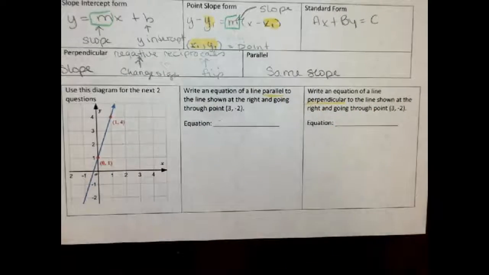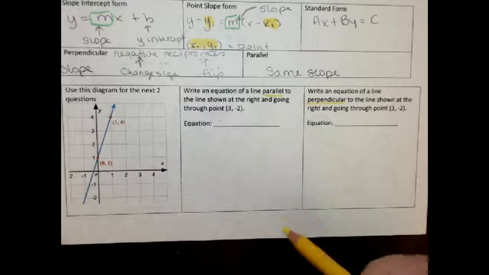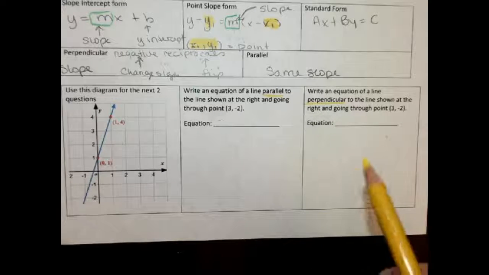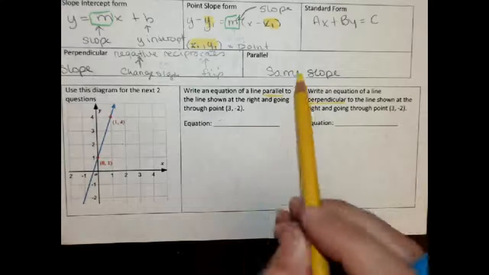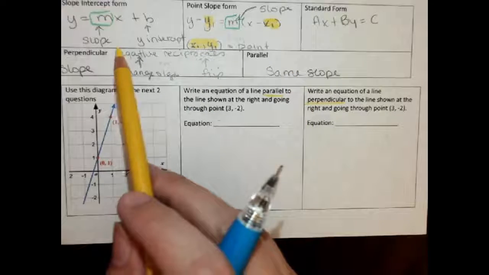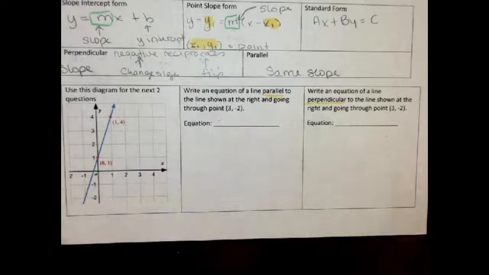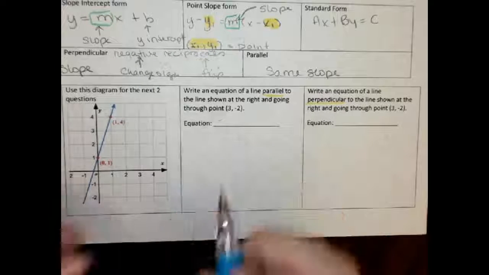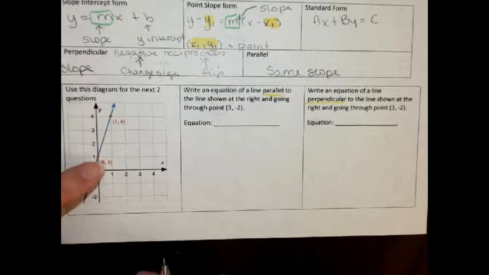In one kind of problem, they just give us a line and ask us to write the equations from it. What we really care about is the slope. Parallel lines have the same slope and perpendicular lines have negative reciprocals. So the first thing I always say is, first we have to find the slope of this one.